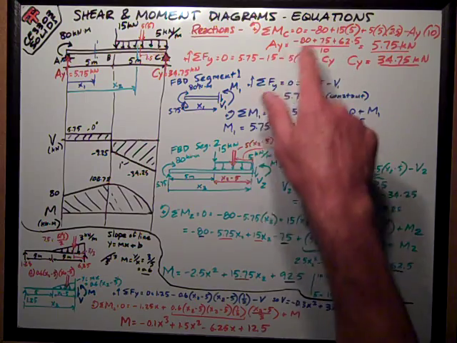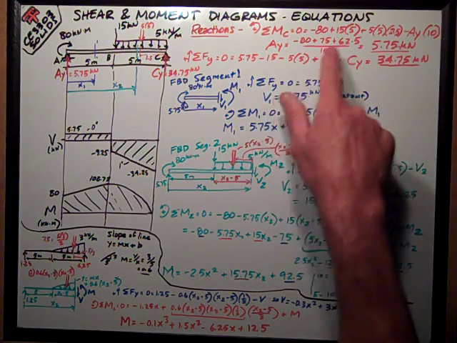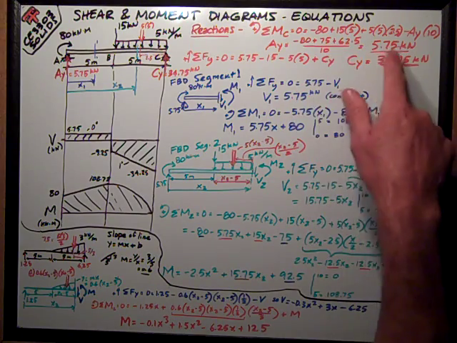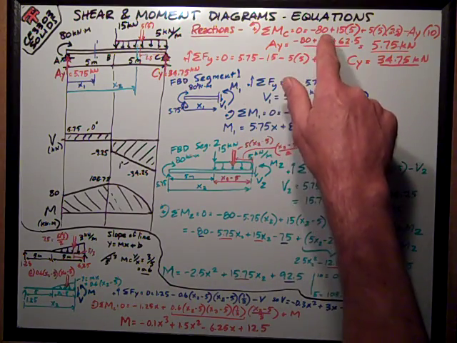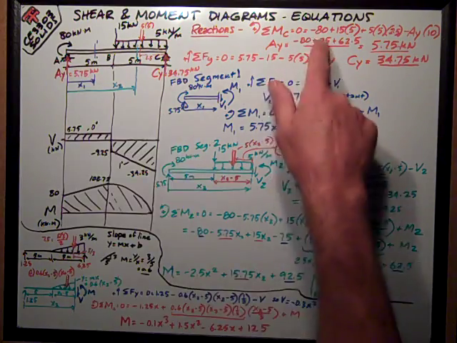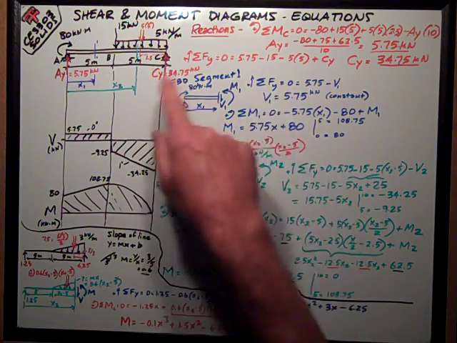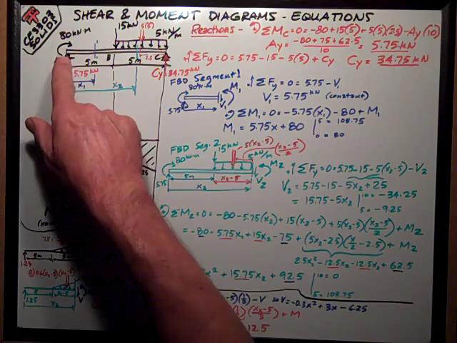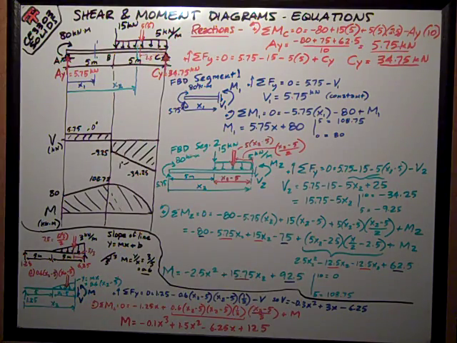So I do the math. AY is equal to these numbers added up, divided by 10, 5.75 kilonewtons. So, just reviewing one more time, it doesn't matter where that 80 kilonewton meter moment is, it's still just 80. It doesn't matter if it's here, here in the midspan, or over here at this other end. It still acts on the beam.